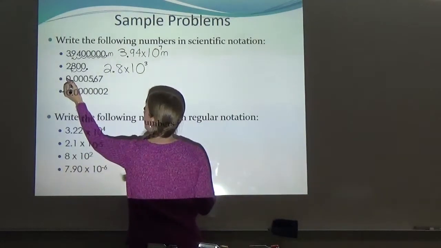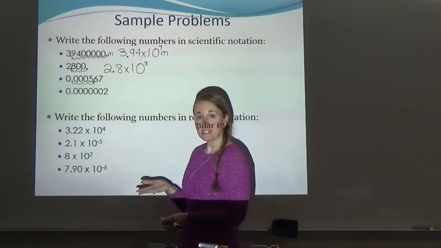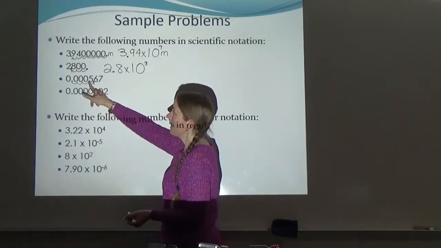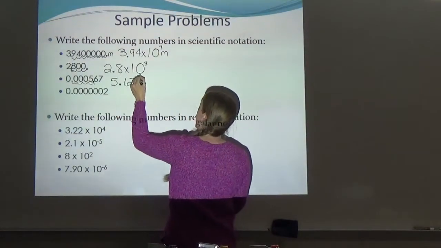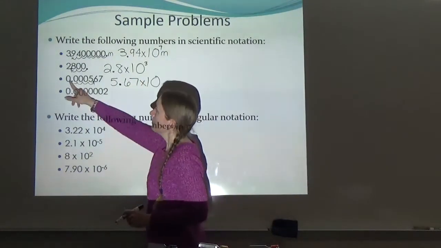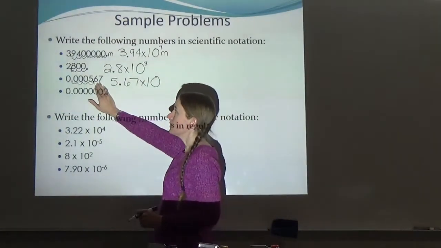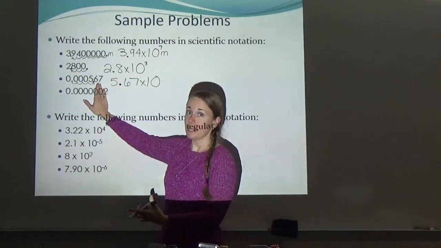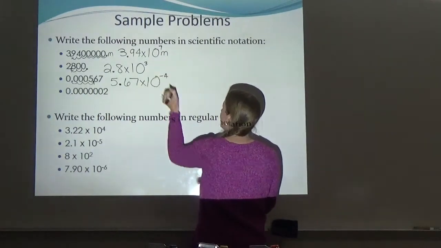So I count over 1, 2, 3, 4. So I move my decimal 4 places. So what I'm left with is 5.67 times 10. So remember, I moved my decimal 4 places. But my original number is much smaller than 1. So instead of saying times 10 to the 4, I'm going to say times 10 to the negative 4.